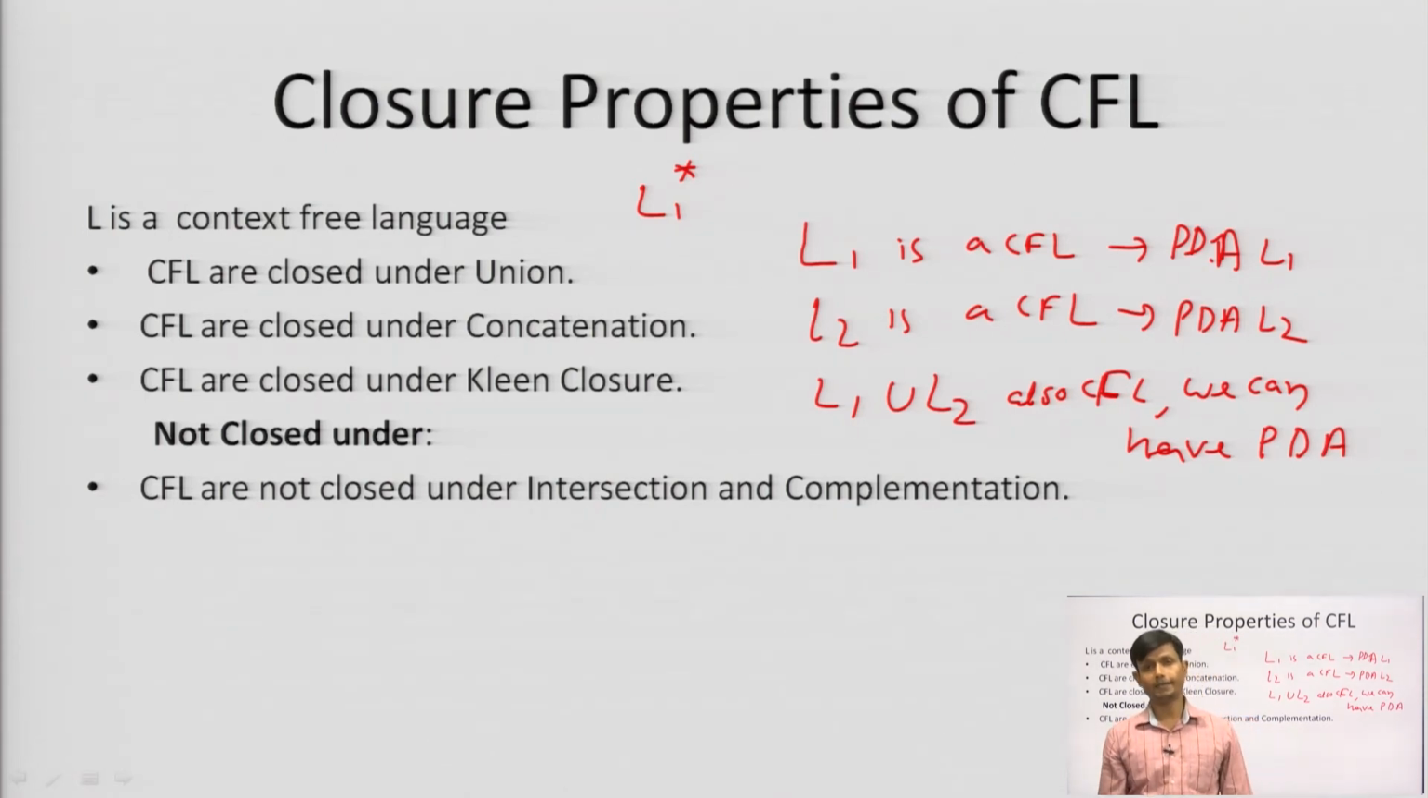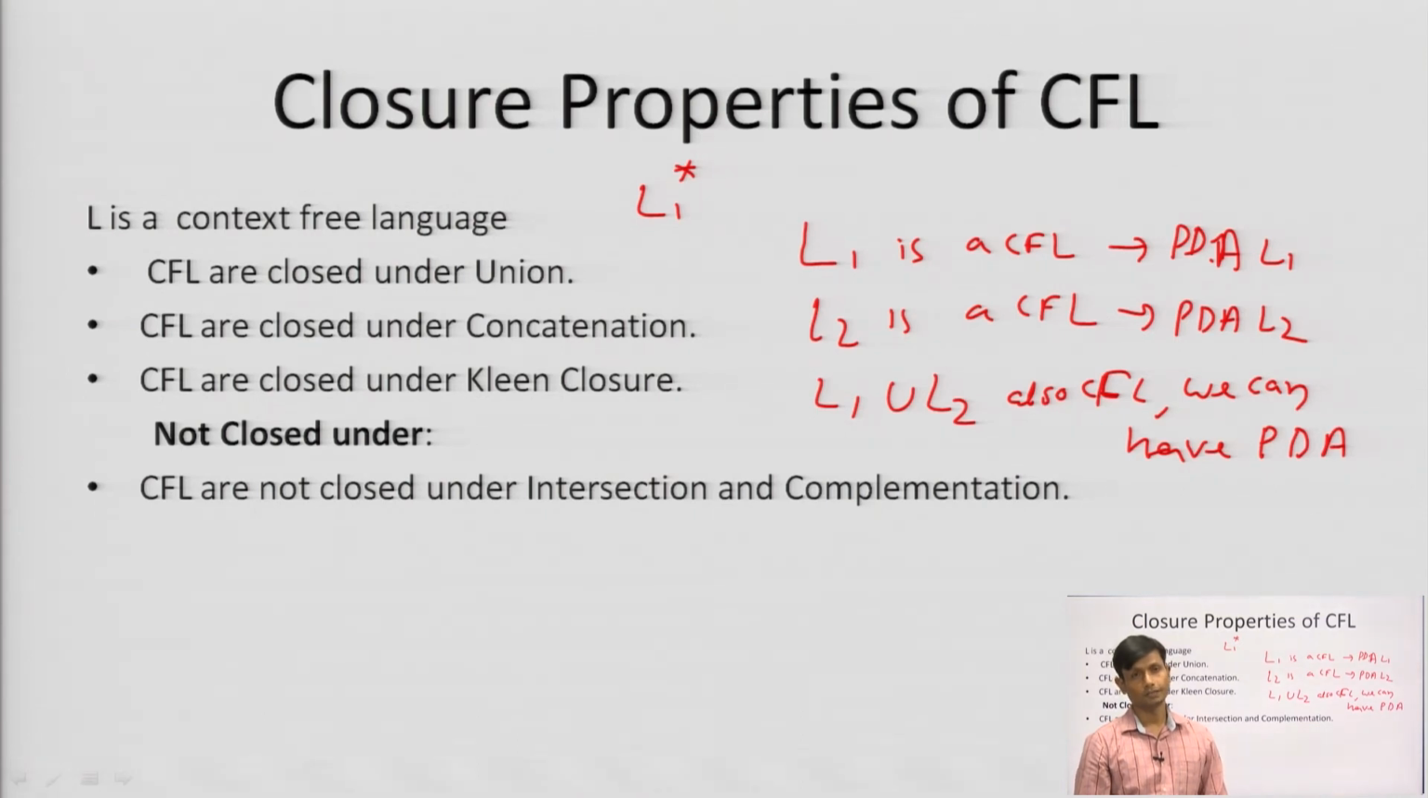If we have a CFL and we have designed a pushdown automaton for it, we cannot say that after complementing the CFL we can still have a pushdown automaton. But that is possible in finite automata, as we have already seen. If a finite automaton is complemented, we will get a finite automaton again, but for context free languages it is not possible.